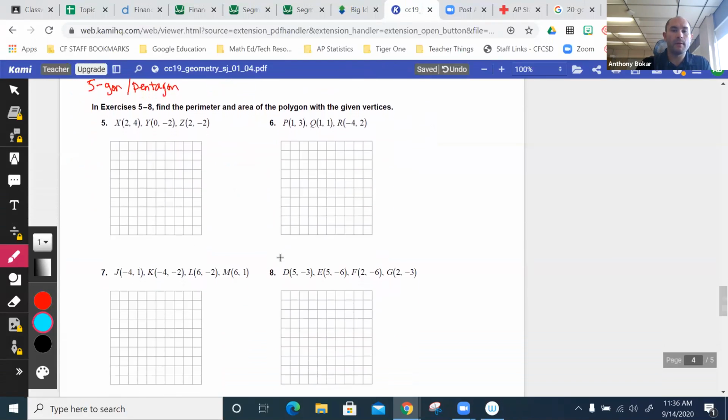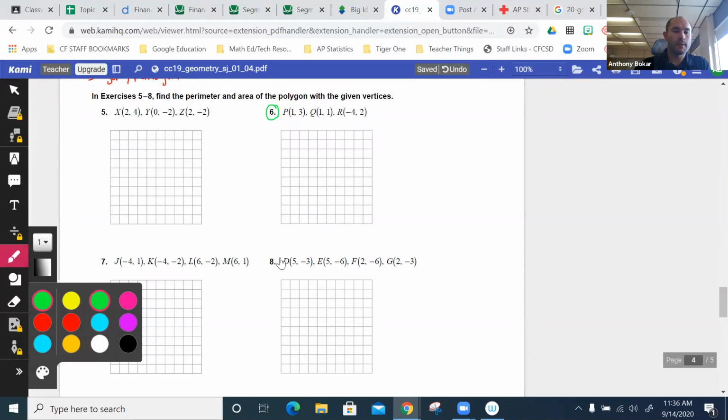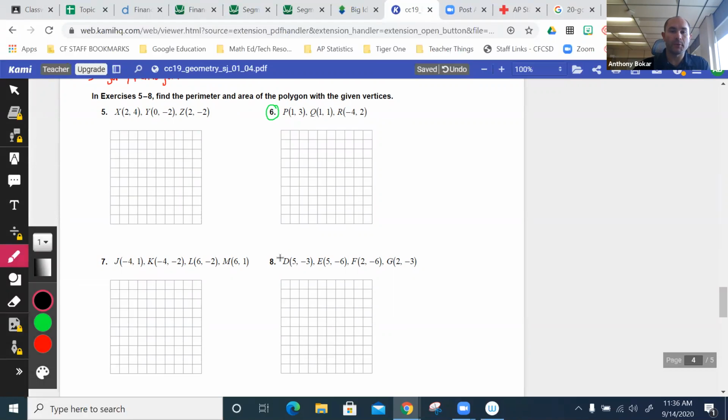Find the perimeter and area of the polygon with the given vertices. We're going to do number 6 here as a practice problem. So you give yourself a grid or some axes so you know where 0, 0 is. So let's take a look. I'm going to make this my y-axis, and that my x-axis. Okay, so let's plot these points.